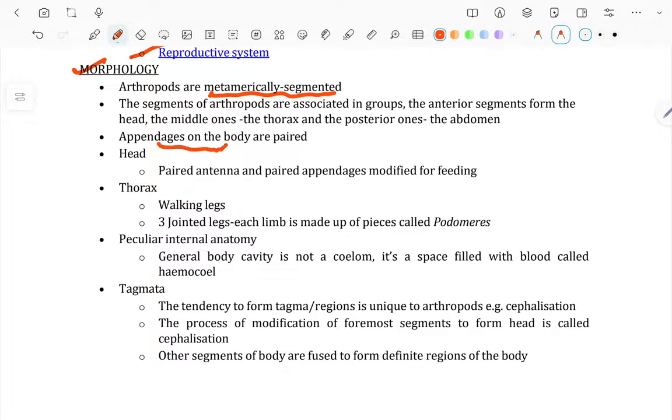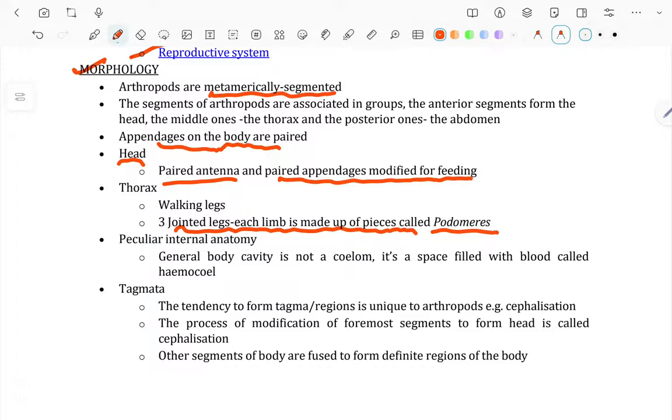Appendages on the body are paired. On the head: paired antennae and paired appendages modified for feeding. On the thorax: walking legs, three jointed legs. Each limb is made up of segments called podomeres.